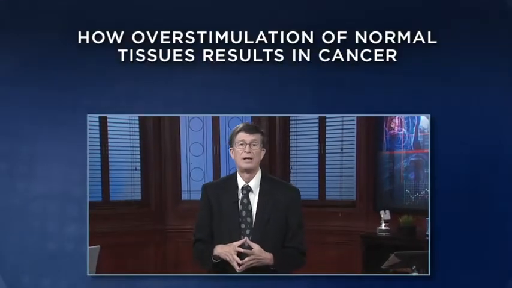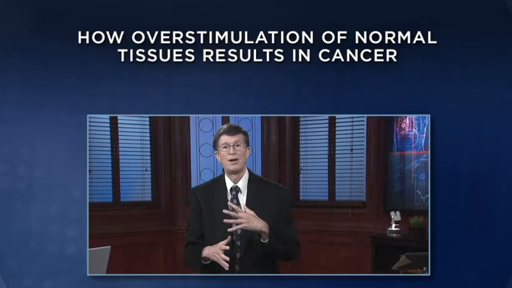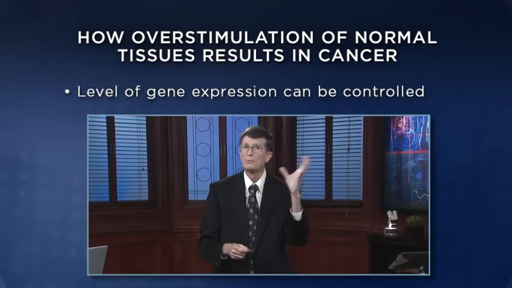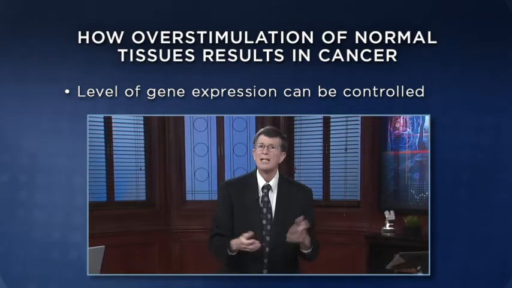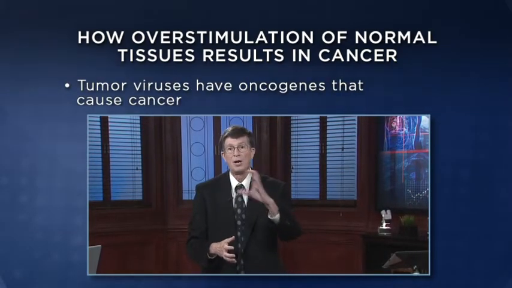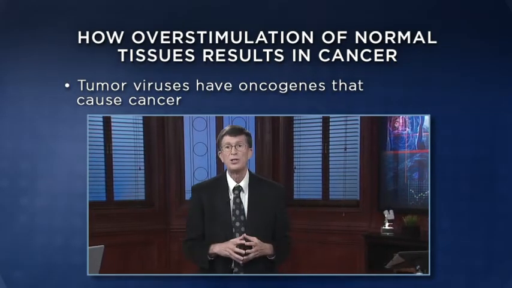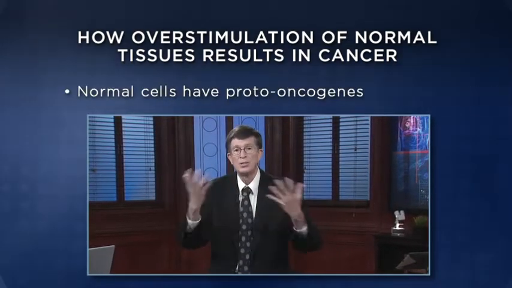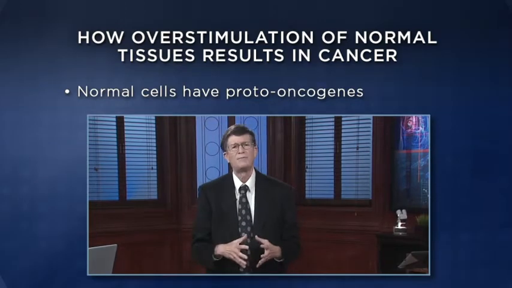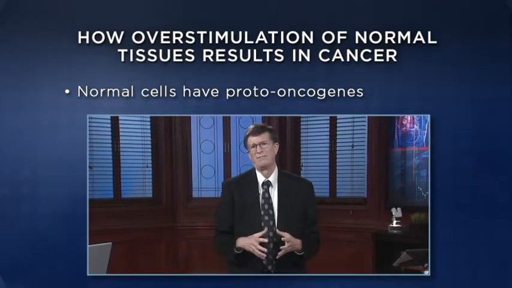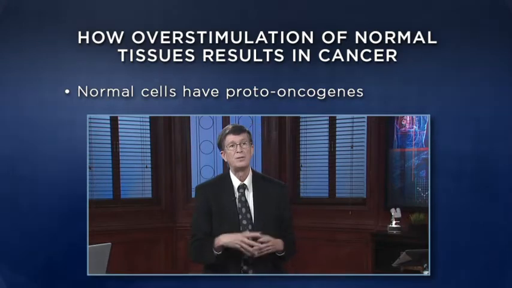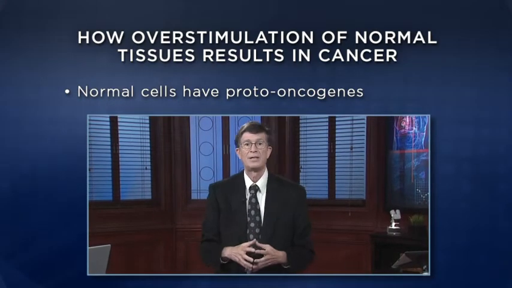I'm going to describe a number of things in these next two lectures. First, that the level of gene expression can be controlled. So we're going to review a little molecular biology. And then we're going to see how tumor viruses and oncogenes use these gene control mechanisms to cause cancer. Then I'll turn to the normal cells. How do normal cells that aren't virus infected actually get cancer if they don't have these extra genes that come in from the tumor virus like SV40 had?